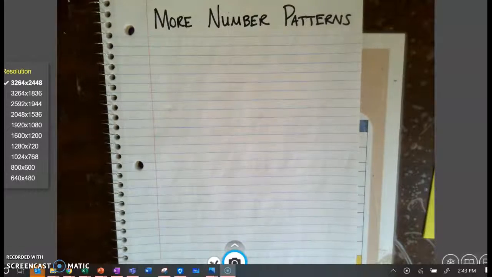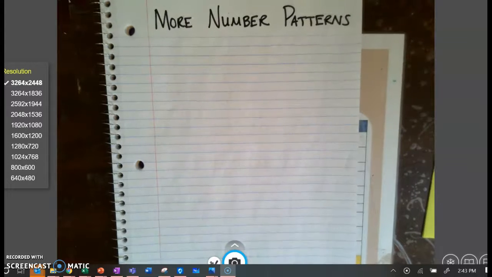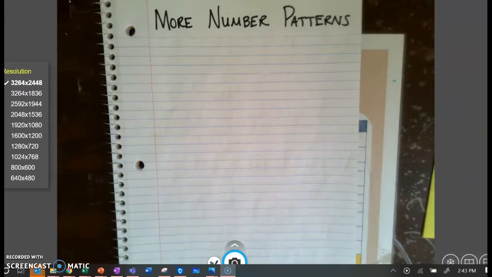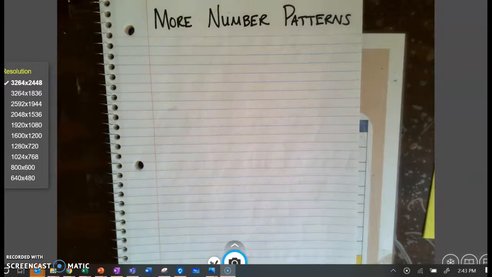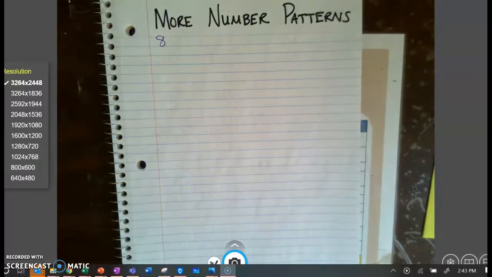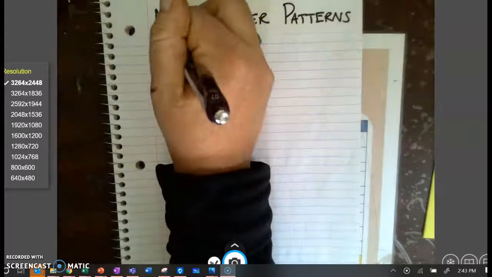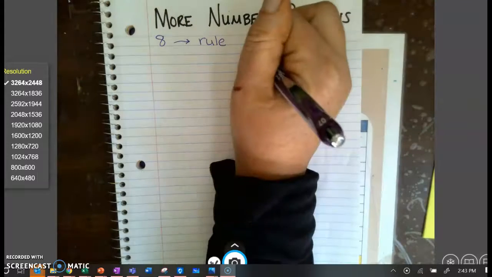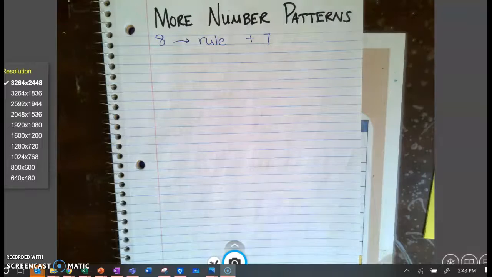Hello, mathematicians. Welcome back. Today we are talking about more number patterns. So today what we're going to be doing is you're going to be given a starting number and the rule, and you're going to have to figure out the next terms that go along with the pattern. Okay, so for example, my starting number is going to be 8, and my rule is going to be plus 7.